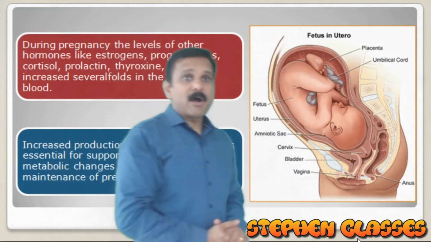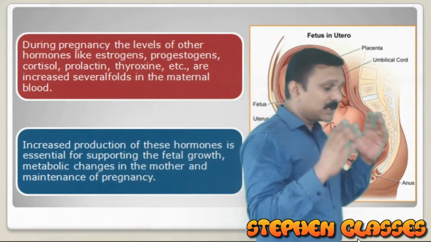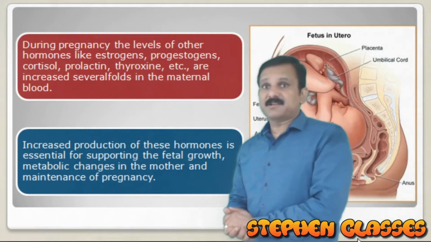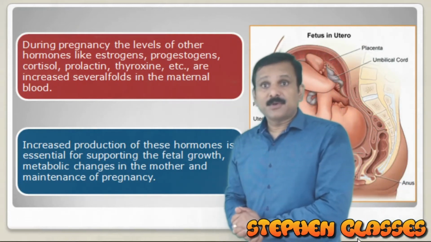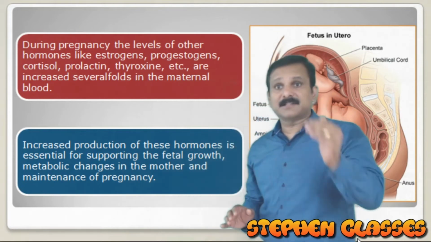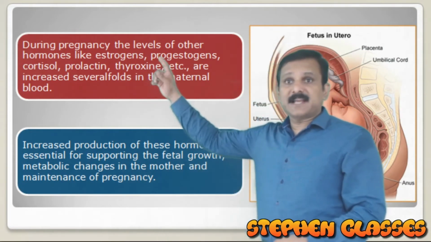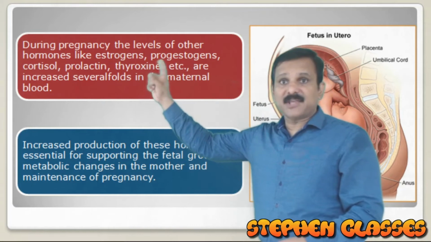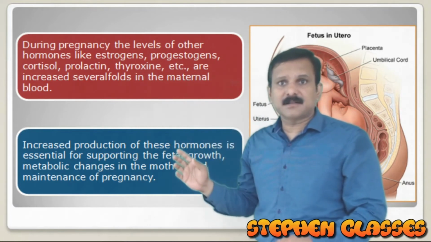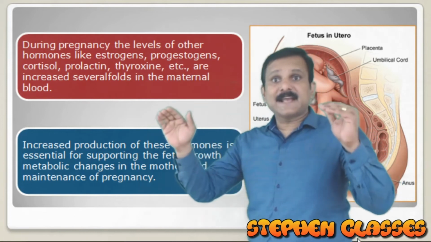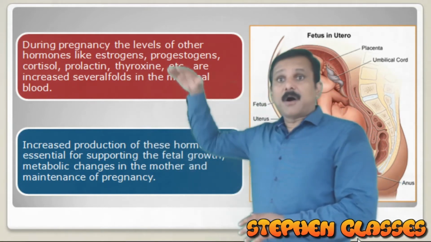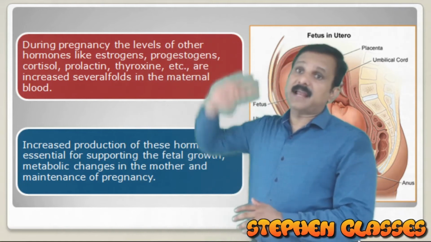It is also about this placenta and also the hormones that are produced during pregnancy period. During pregnancy period, majority of the hormones will be at a high level in mother. So during pregnancy, the level of other hormones like estrogen, progestogen, cortisol, prolactin, thyroxine, they are all in the increased level in maternal blood. In mother's blood, all these hormones are at a high level.